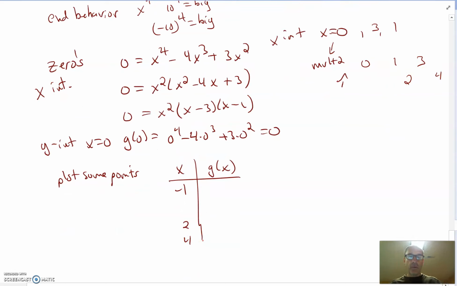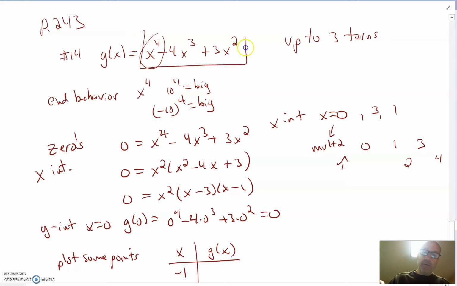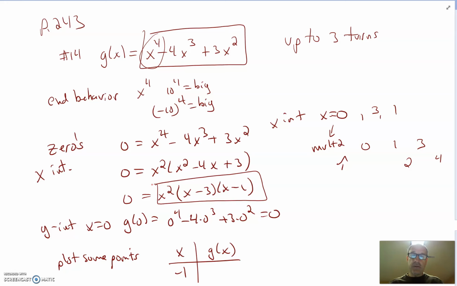Let's try that. Where are we going to plug these? Into the polynomial. You can either plug it in up here, or you can plug it into the factored version. Which one do you think is easier? Pause for a minute and think about that. I think the factored version will be real easy to plug numbers into. For instance, negative 1: negative 1 squared is 1. Negative 1 minus 3 is negative 4. Negative 1 minus 1 is negative 2. So you've got negative 4 times negative 2.